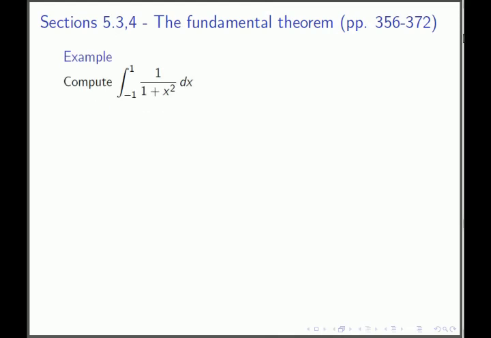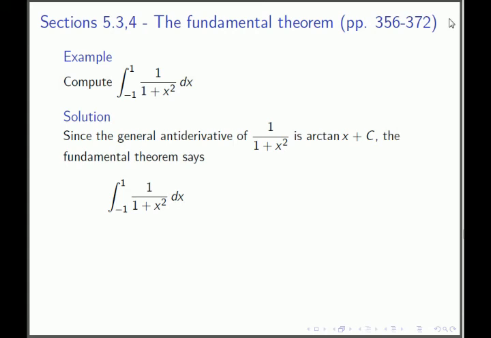Let's use it again to compute the integral from negative 1 to 1 of the function 1 over 1 plus x squared dx. Well, we know the general antiderivative of 1 over 1 plus x squared is arctan x plus c. This is one of the basic integrals that you've memorized. Then the fundamental theorem tells us that this integral is found by evaluating arctan x from negative 1 to 1. And we're ignoring the plus c here when we're dealing with these definite integrals. We've already decided that the c's would cancel in this process, so we ignore the plus c for definite integrals.